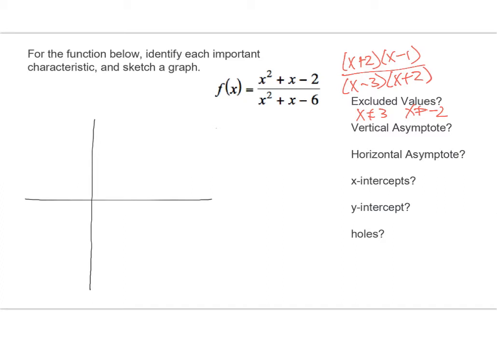We do have some stuff canceling out, so x plus 2 is going to make a hole at x equals negative 2. The remaining thing, x equals 3, is going to be a vertical asymptote. Horizontal asymptote, we got the same power again, so we're going to do the ratio of leading coefficients. That's going to be y equals 1.